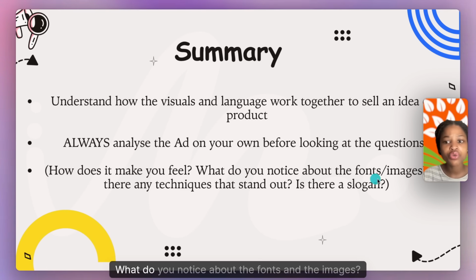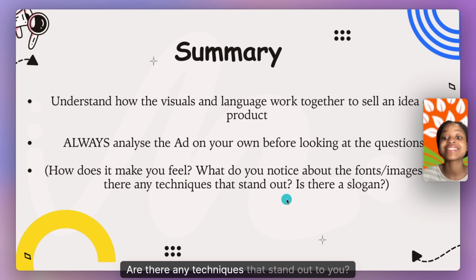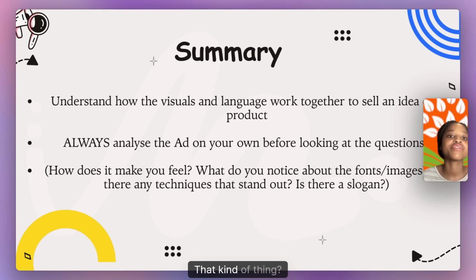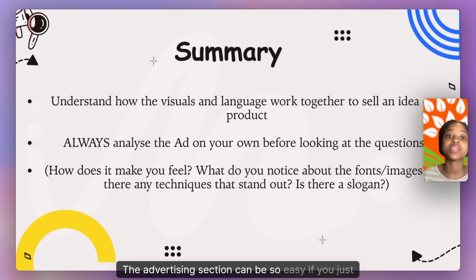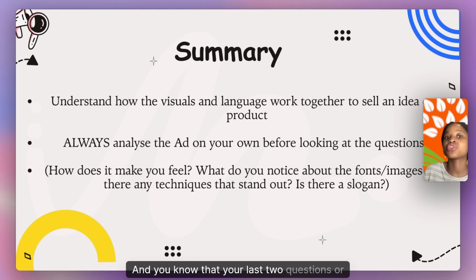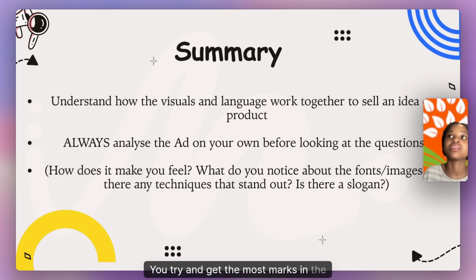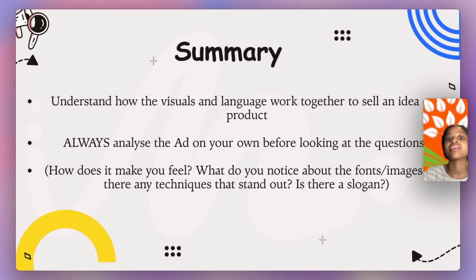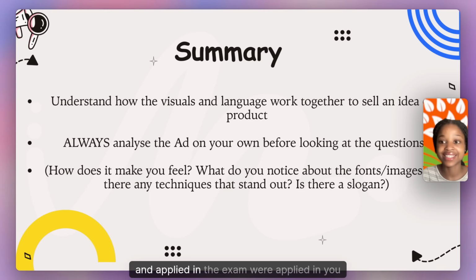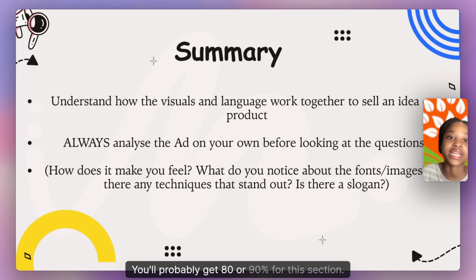How does it make you feel? What do you notice about the fonts and the images? Are there any techniques that stand out to you? Is there a slogan? That kind of thing. So the advertising section can be so easy if you just understand what they're looking for and what they're testing you on, and you know that your last 2 questions are language, so you try and get the most marks in the first 3 or 4. I think there are always 5 or 6 questions in the advertising section, but you'll be fine as long as you watch this video and take everything from this video and apply it in the exam, or in practicing the past papers. You'll probably get 80 or 90% for this section.